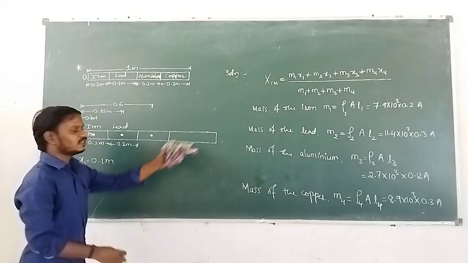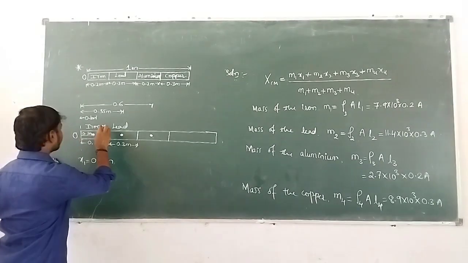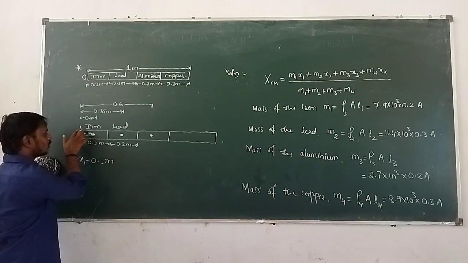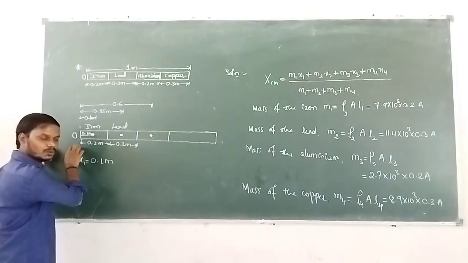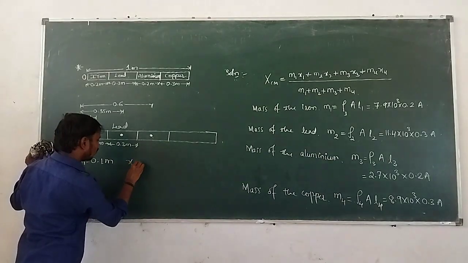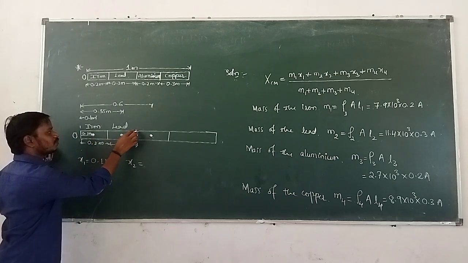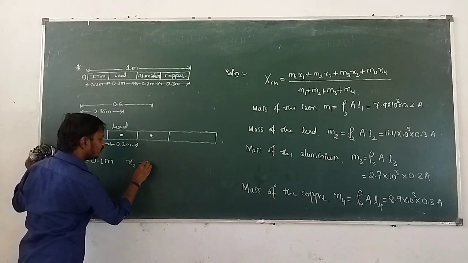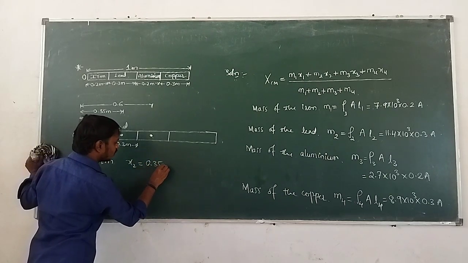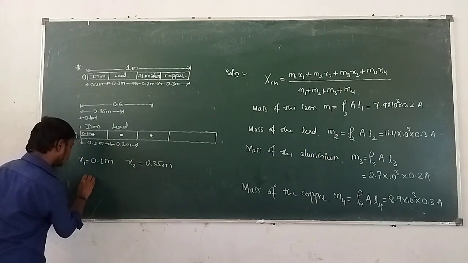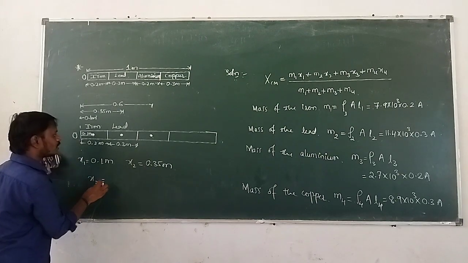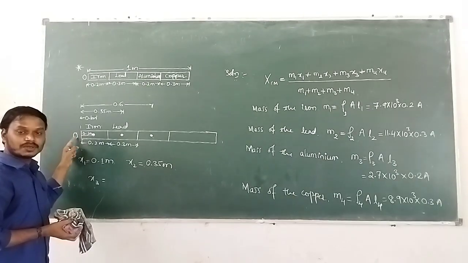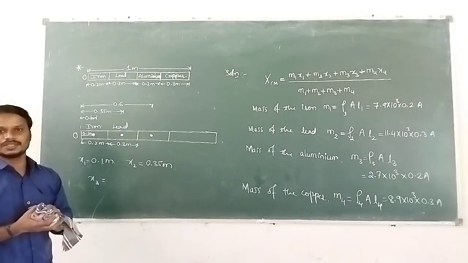And in similar manner, this one. So x1, what about x1? 0.1 meter. It is the position of the entire mass of the iron from the O. Then x2, the position of the entire mass of the lead from the O. That is how much? That is 0.35 meter. And x3, position of the total mass of the aluminium from the end O. We are going to take from end O.